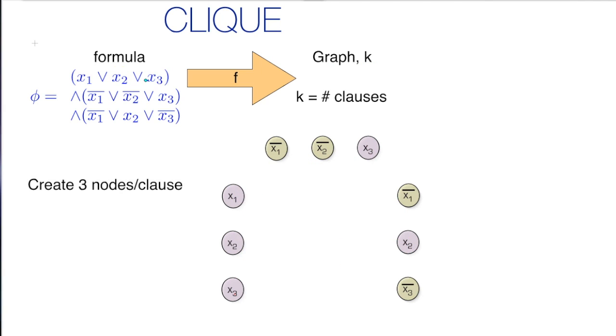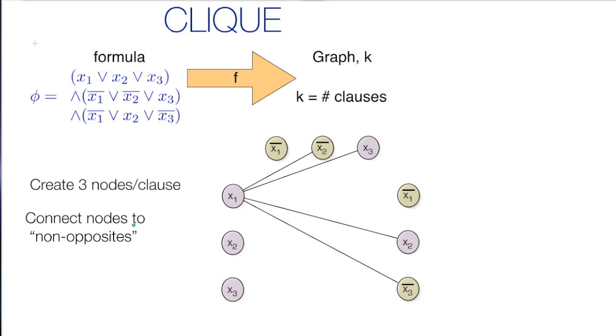I take each of the variables from each clause and I put them in a little column or gadget. Okay, like this. Then I do that for every clause, and then I connect the nodes to non-opposites. So what I mean by that is, by this picture, I connect x1 to every other variable in the other gadgets which are not the opposite of x1. So if, in this case, the not x1, I'm going to connect to x2 and x3 later on.